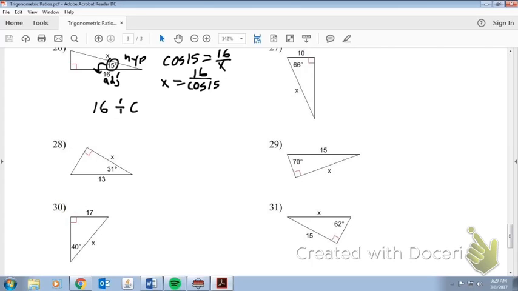This is how I do it on my calculator. 16 divided by the cosine of 15. Enter. That's going to give me 16.6.